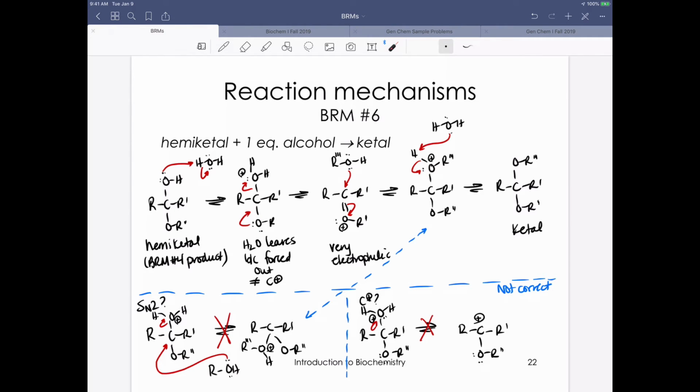Remember, incomplete octets with any atom, when you're drawing the best Lewis structure, the best resonance form, are going to be one of the least contributing forms, because having an incomplete octet is one of the most unstable things you could have. And so that's not going to happen here because those electrons could easily be pushed down.